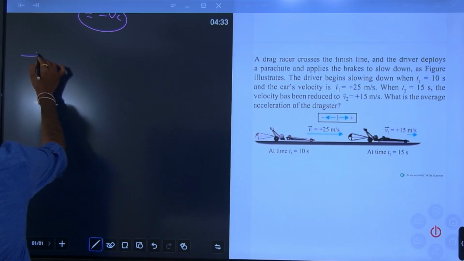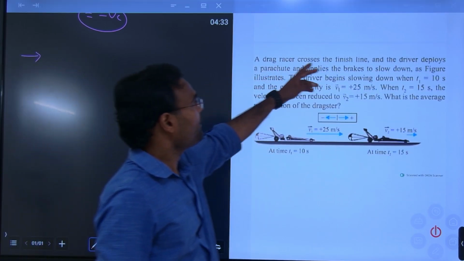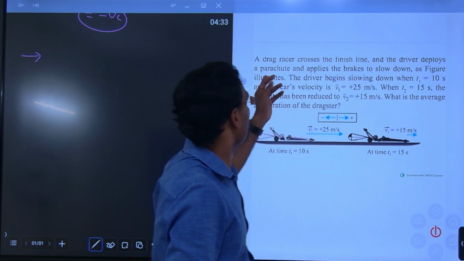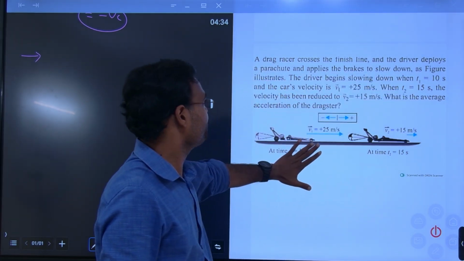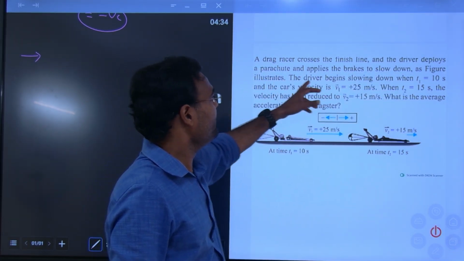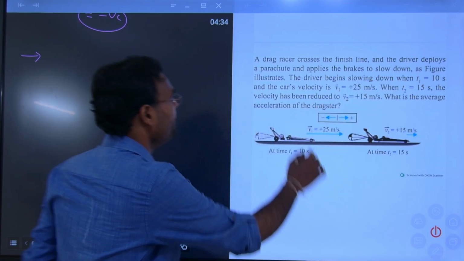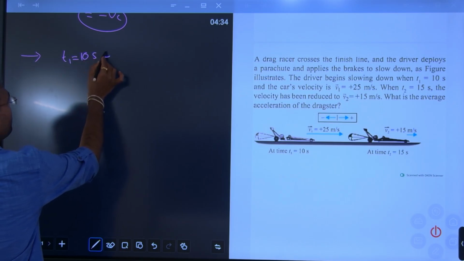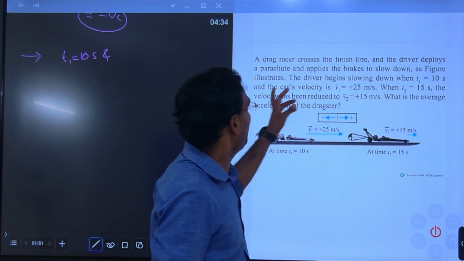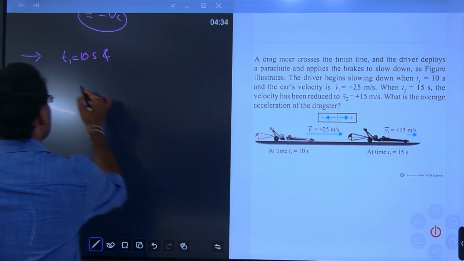Now, again, let us solve a problem. A drag racer crosses the finish line and the driver deploys a parachute and applies the brakes to slow down, as shown in the illustration. The driver begins slowing down when time t1 is 10 seconds, and the car's velocity is at this location.